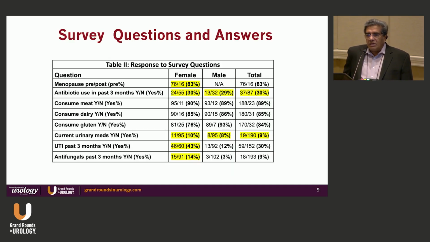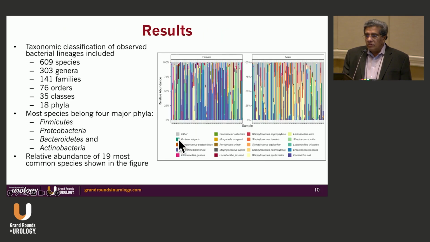Here is the questionnaire. Most of the women were premenopausal, and about a third of our group said yes to antibiotic use in the past 3 months. Also about 10% of them were taking urinary medications, and more women had UTI in the past 3 months. So let's see if these factors are contributing to the microbial profile.